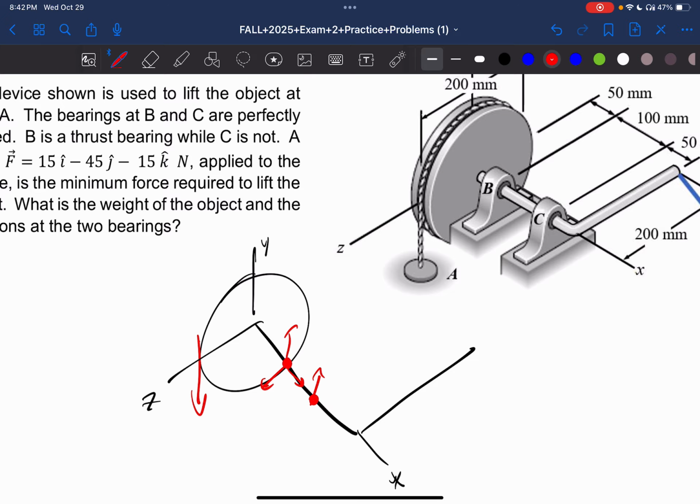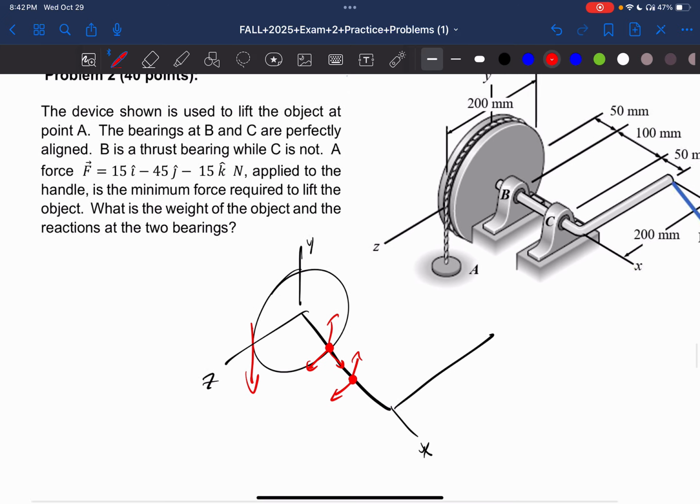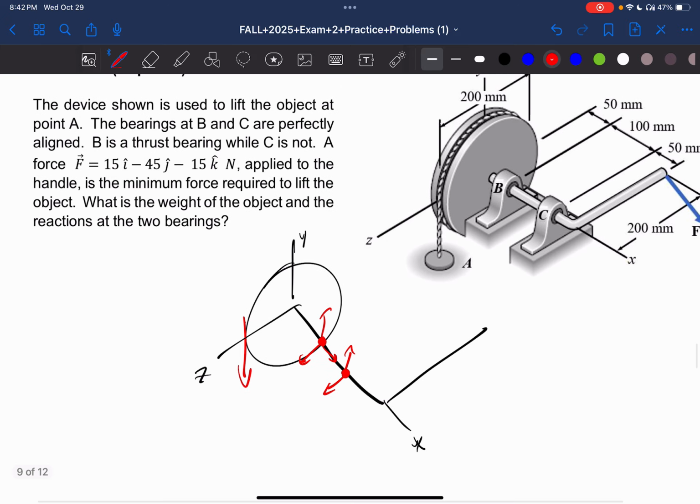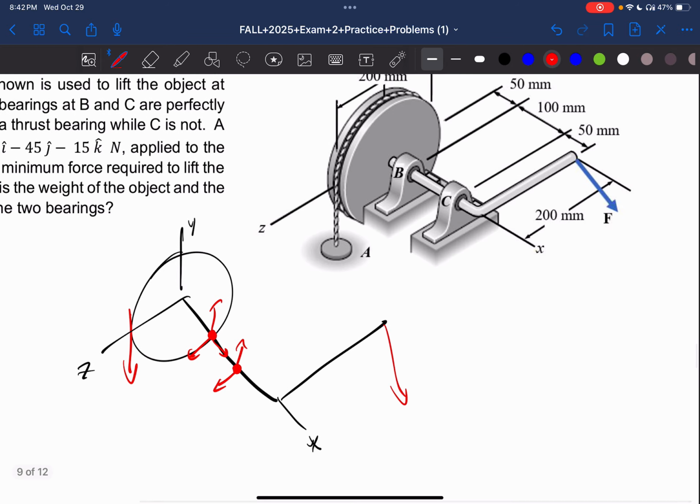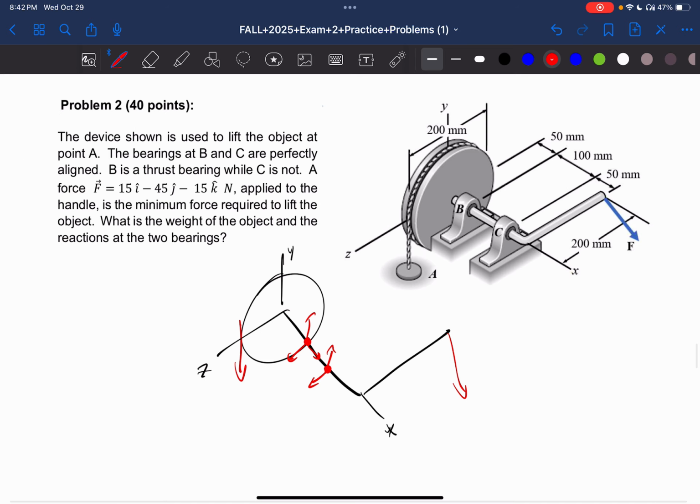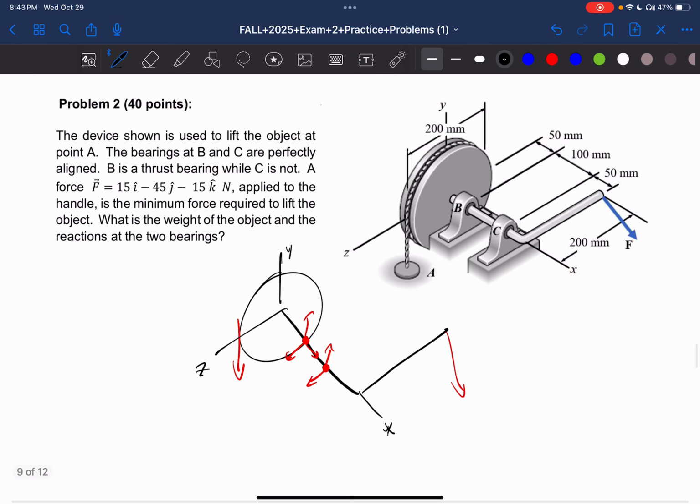C is only going to be positive in this and this. It's not going to have a Cx direction because it's not a thrust bearing. Obviously, we have a force here. That looks like all there is. That's pretty simple, right? Okay, so let's do some of the forces in the x direction, which is pretty simple.